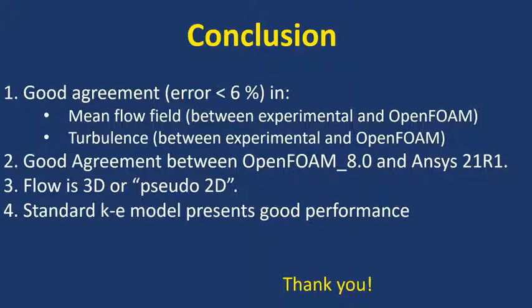I have a question. Did you do any detailed comparison of the velocity vectors? Where are the big discrepancies, or are there any big discrepancies between the CFD predictions and the experiments? Because you have quite detailed experimental data.